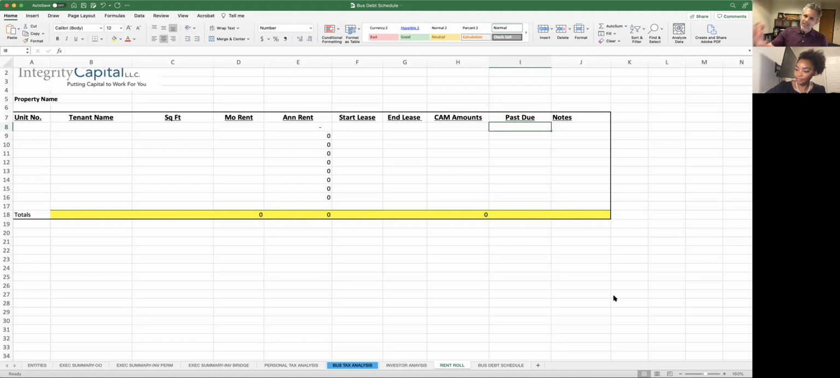So, and then obviously past dues, pretty straightforward. They're either paying on time or they're not. And what'll happen is there's a document called the estoppel. Have you ever heard of the estoppel before? No, I haven't.